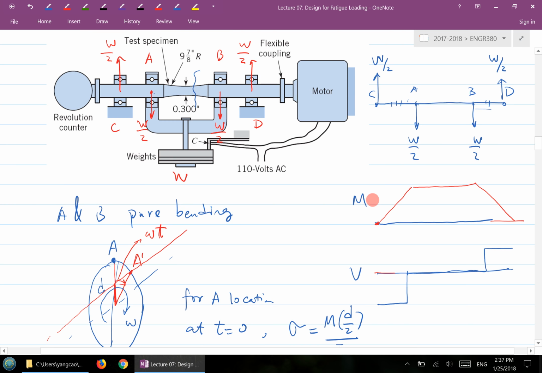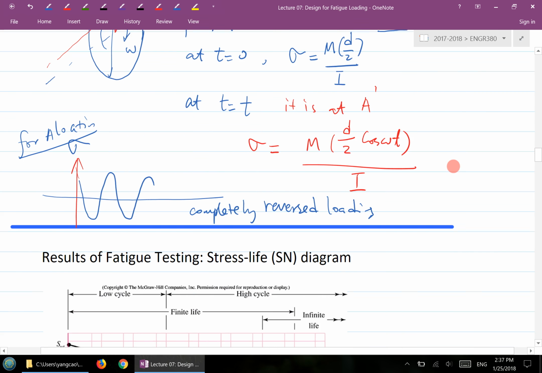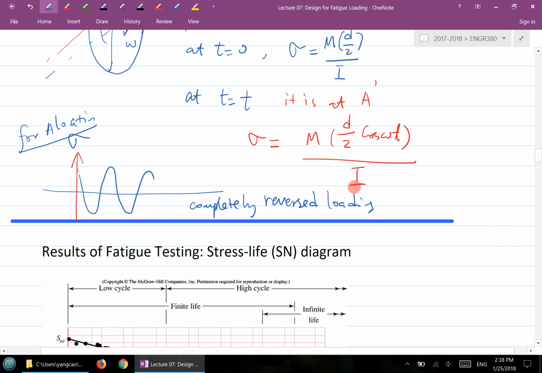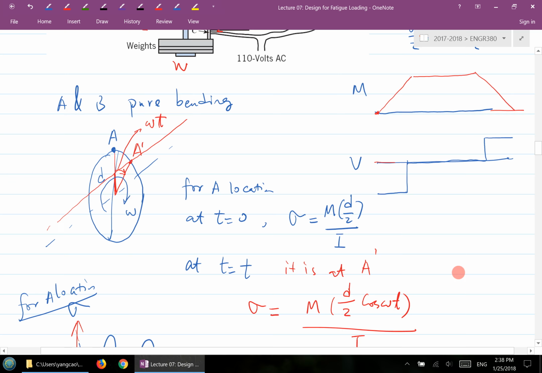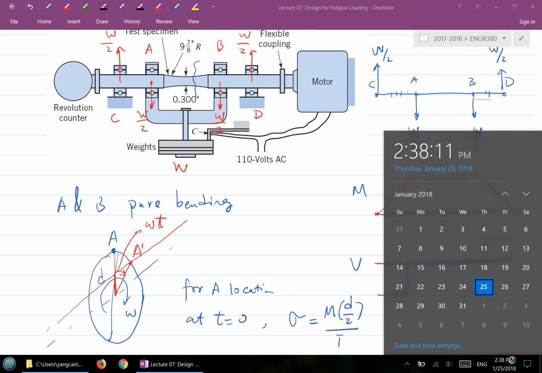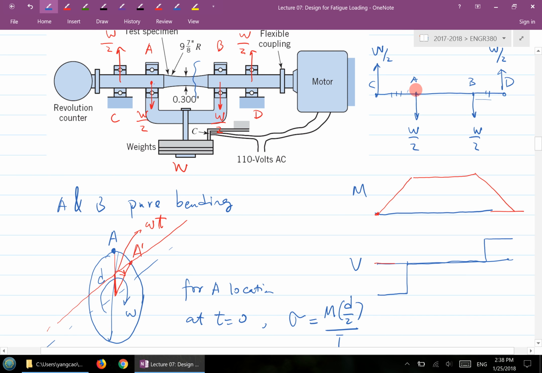So what I'm explaining to you is, our roll rotating machine presents a completely reversed loading for the test specimen here. And the completely reversed loading magnitude is given by this much, which is related to the weight W. So the M can be calculated by half of W times the distance here times this distance. That's the principle of this roll rotating machine.